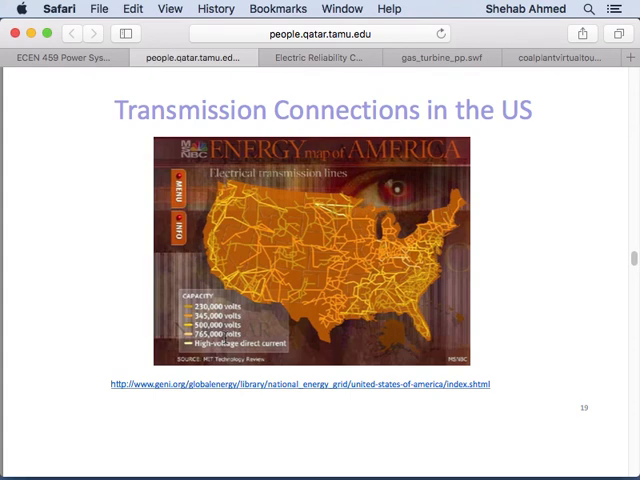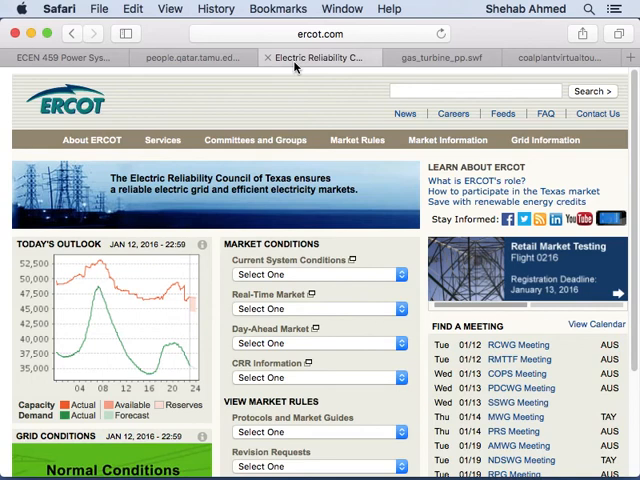So this is just a picture of the U.S. interconnected power system. The U.S. is actually divided into, I think, three different interconnections. I'll just show you this website. ERCOT. ERCOT is the interconnection responsible for Texas. So Texas is a section by itself.